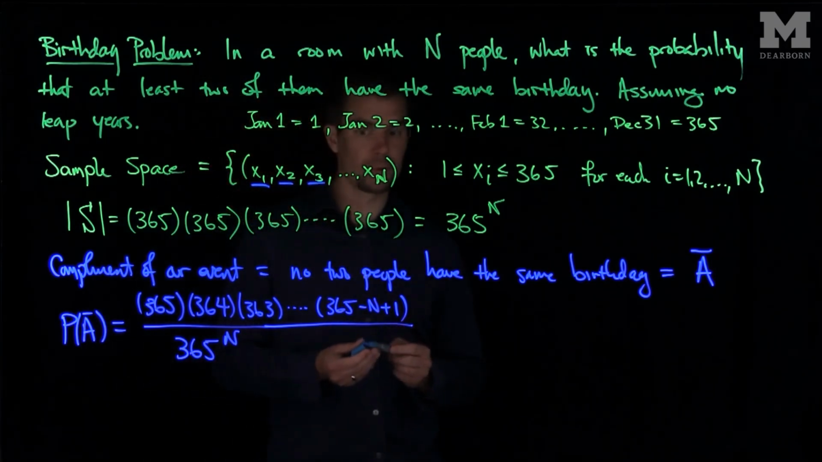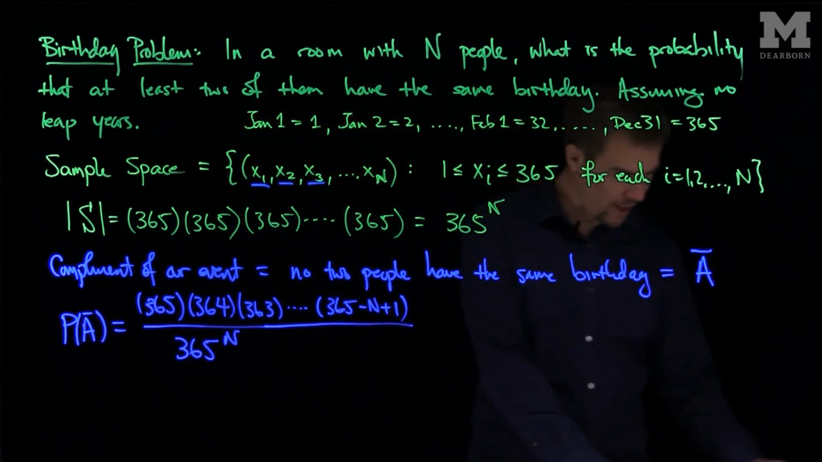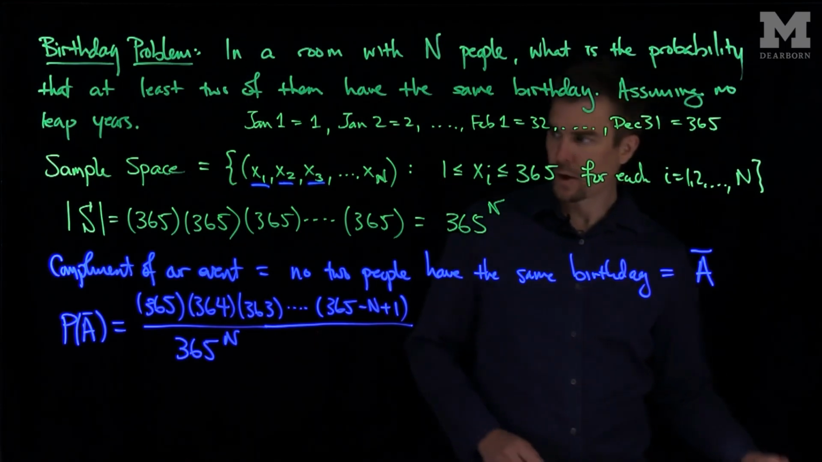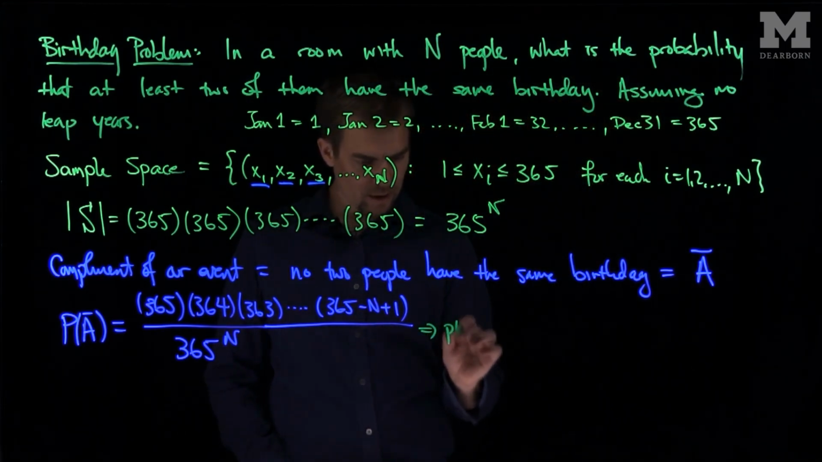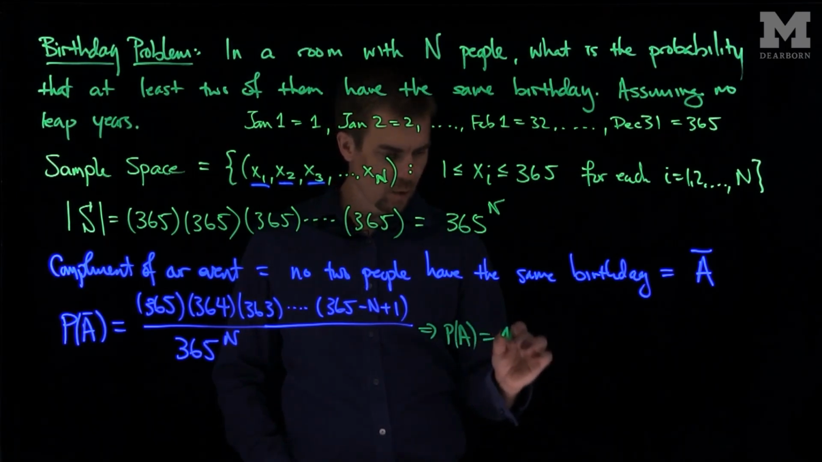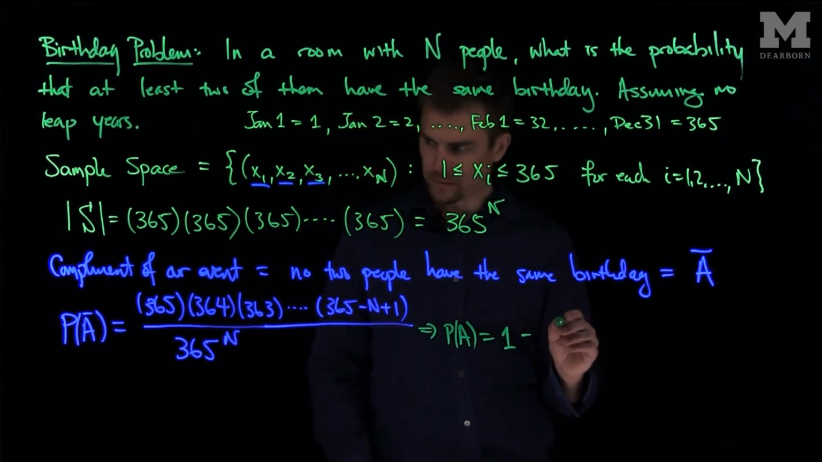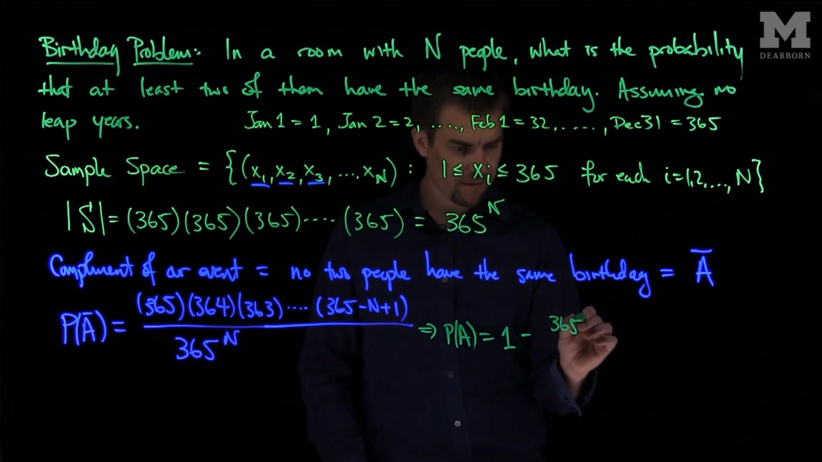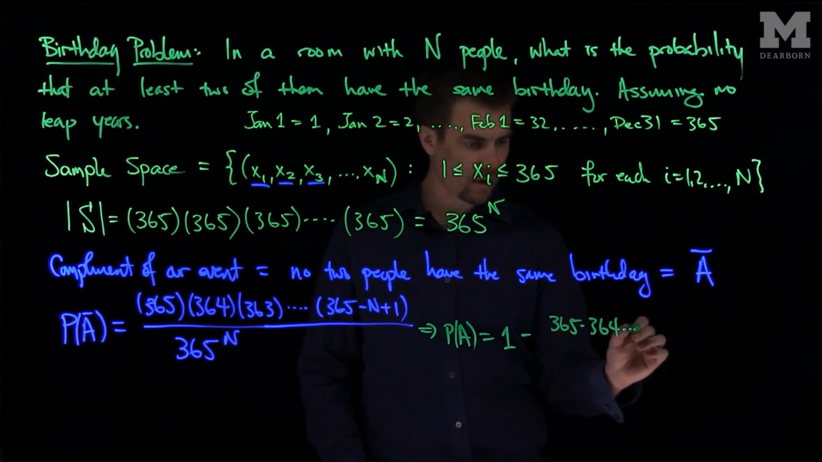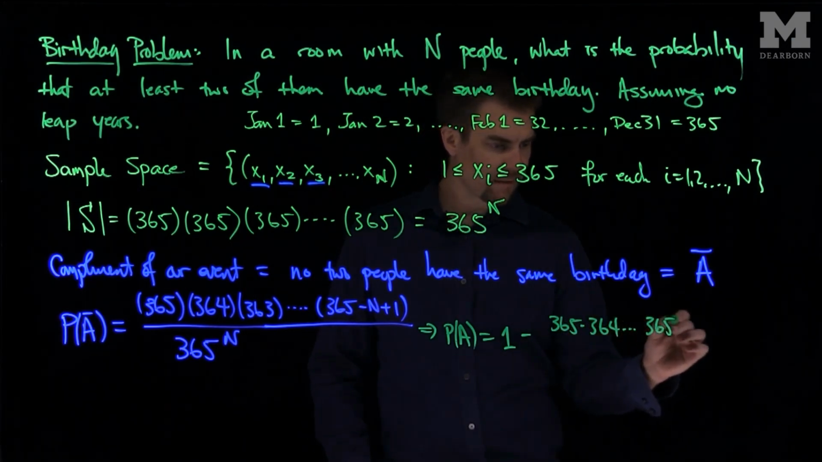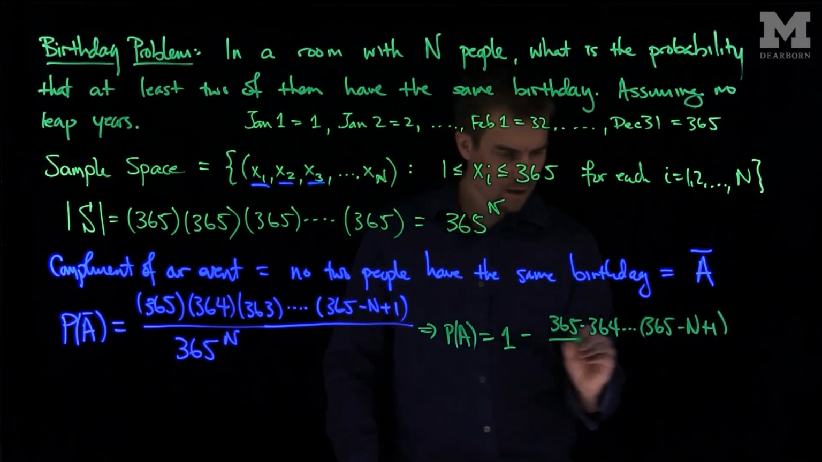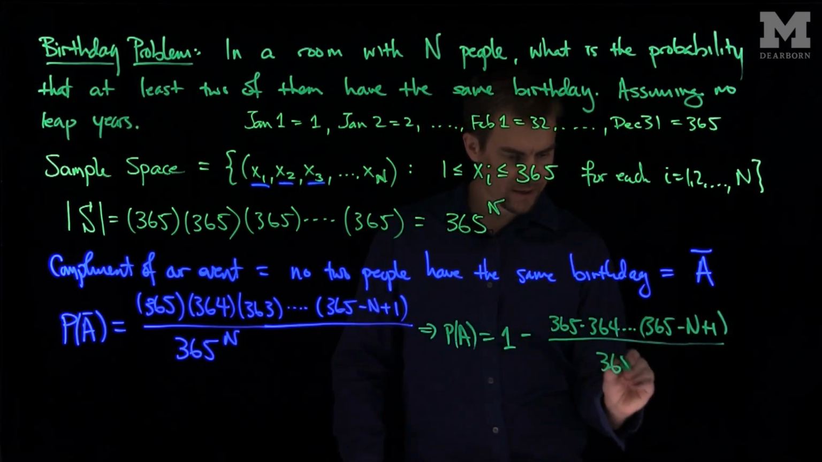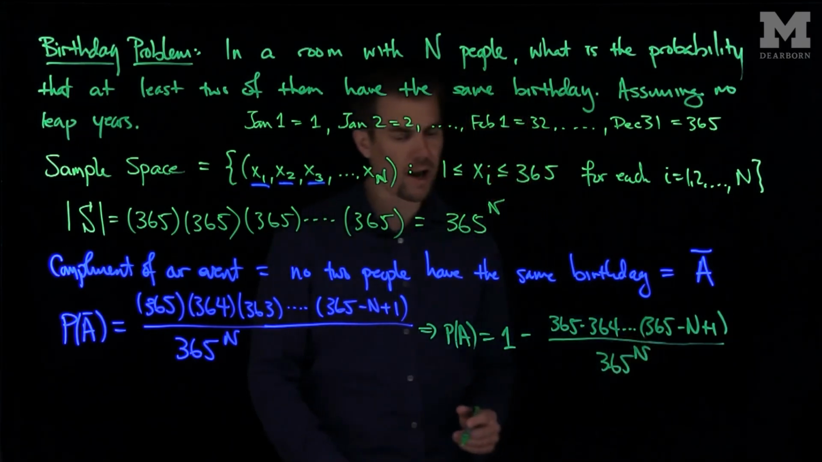So what we do now to find the probability of A is we subtract this from 1. So the probability of A is 1 minus 365 times 364, all the way up to 365 minus n plus 1. All these things are multiplied, all divided by 365 to the power n.